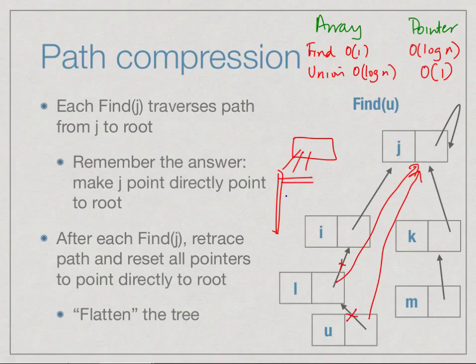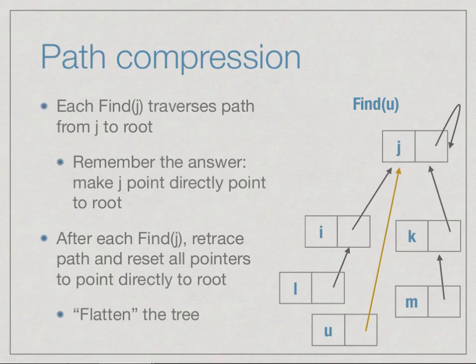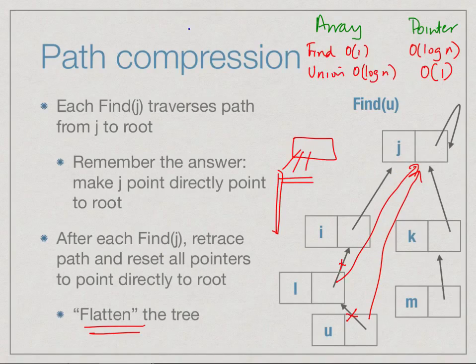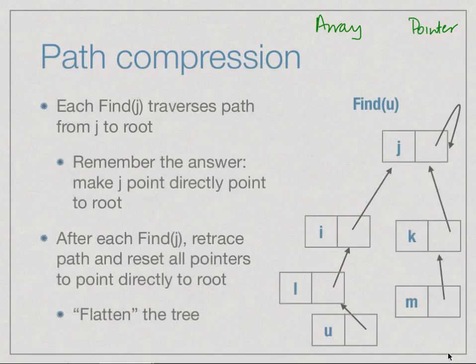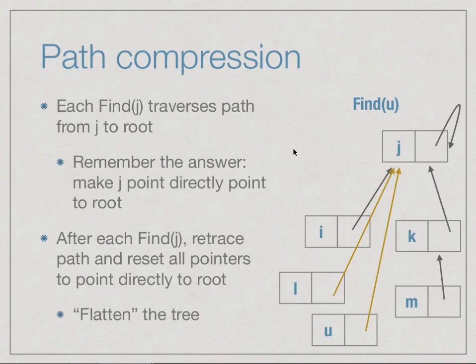So everything now has a direct access to the path, right? So we are flattening the tree, right? If you want to look at it pictorially, I start with this, and if I look at the current situation, then I will replace this edge from u to l as an edge from u to j directly. Then I will replace the edge from l to i as an edge from l to j directly, and so now I end up with this flat tree.